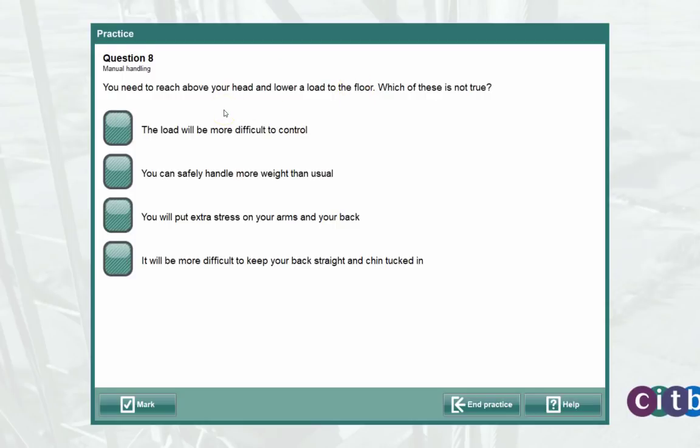You need to reach above your head and lower a load to the floor. Which of these is not true? The load will be more difficult to control. You can safely handle more weight than usual. You will put extra stress on your arms and your back. It will be more difficult to keep your back straight and chin tucked in.